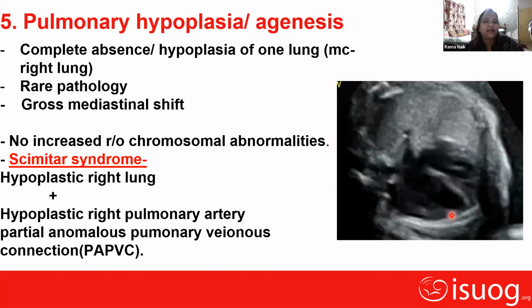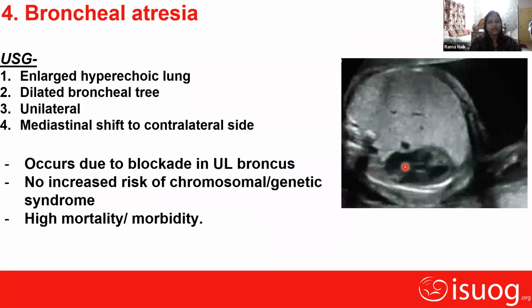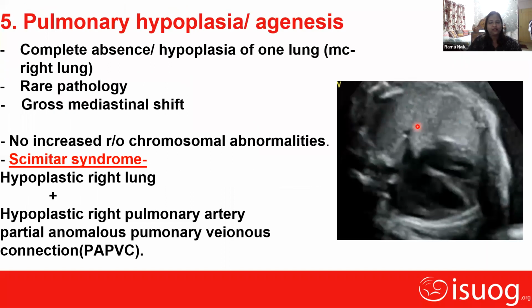Now pulmonary hypoplasia. Hypoplasia or aplasia is a complete absence or hypoplasia of one lung, usually the right one, because if there is bilateral pulmonary hypoplasia, the baby will not survive. So usually we find unilateral hypoplasia, and there is no increased risk of chromosomal abnormality. Pulmonary hypoplasia and the previous one, bronchial atresia, usually present the same way. The only difference is that in bronchial atresia you get a lung which is very echogenic, but here the lung is not echogenic. Otherwise they present the same, with one lung present and the mediastinum shifted to the other side.